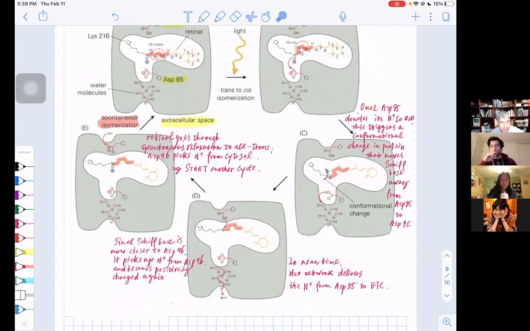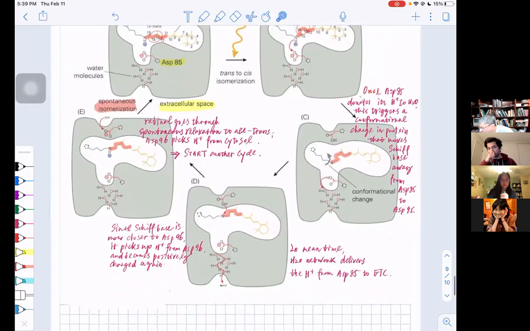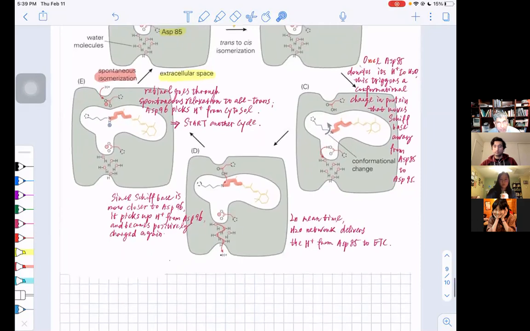And then aspartate 85 will donate its proton to this water network. Upon the donation of the proton from aspartate 85, this protein will again undergo a conformation change that basically reverses the position of the Schiff base, moving it closer to aspartate 96. In the meantime, the water network delivers the proton from aspartate 85 to the extracellular space.